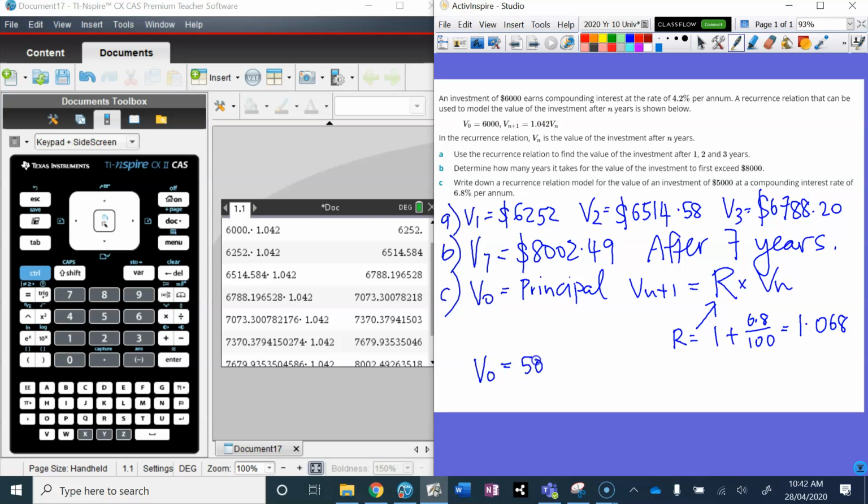So my recurrence relation would look something like this. V0 is 5,000, that's what I'm starting with. Vn plus 1 is going to be equal to 1.068 multiplied by Vn, or the current term.